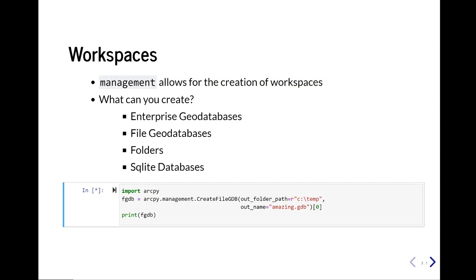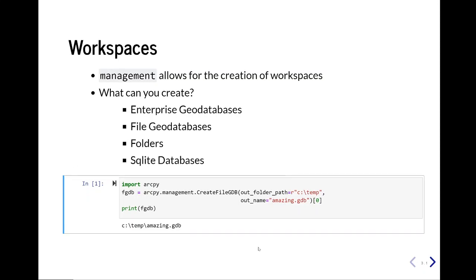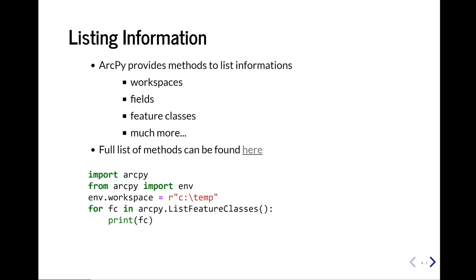We're going to create our FGDB. So we're going to create our function, call it, and then print it out. And we have a new file geodatabase called amazing.gdb. One thing to note when you're doing this is that when you create workspaces, especially folders and file geodatabases, if you try to create one with the same name over and over again, it will throw an error.